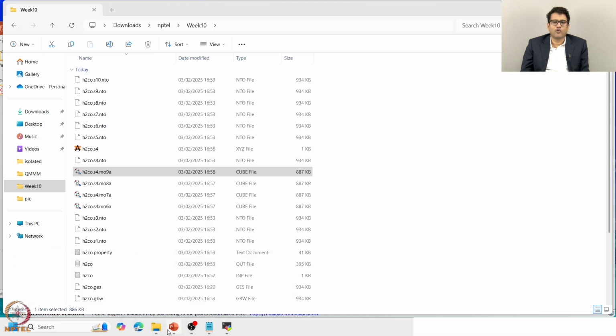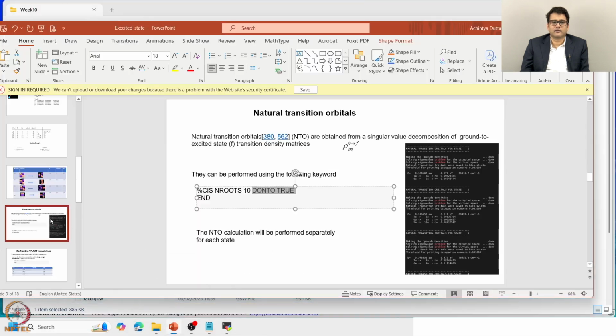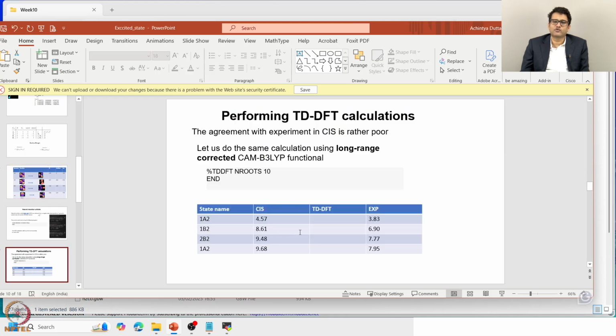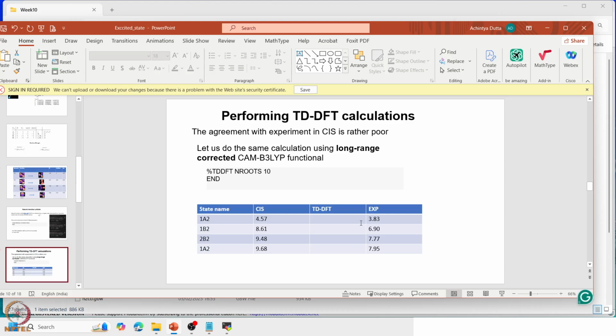Now, if I go back to my original pictures, okay, I can get the excited state, I can interpret them, but if I look at the values in comparison to the experiment, the values are very well off, because remember the CIS does not contain any exchange or correlation, and you need to put the correlation effect there, and that you can do using the DFT method, TD-DFT calculation.